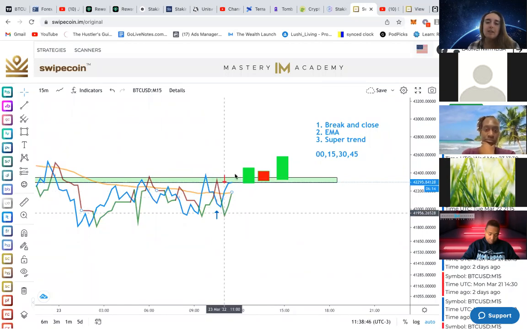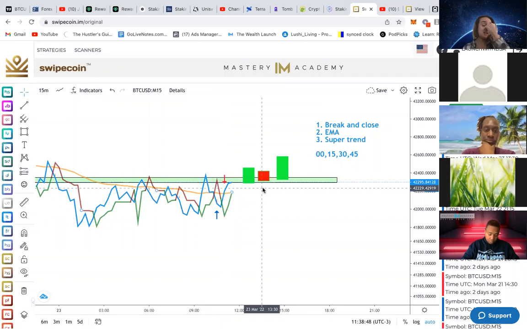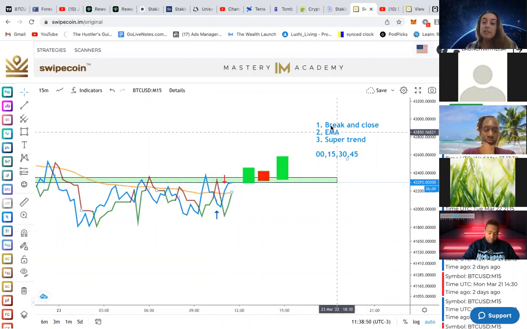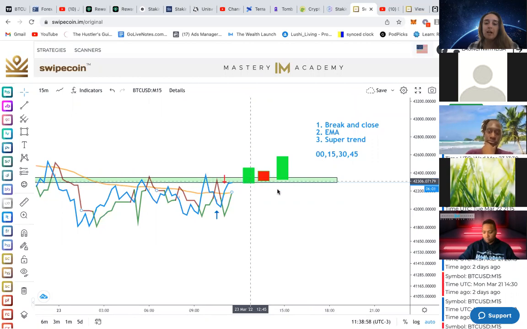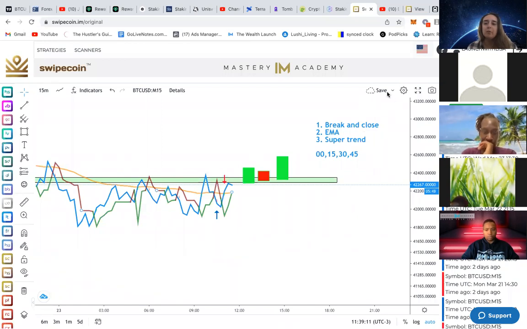So right here, tell me, out of these 3 confirmations for a buy, how many confirmations do we have right now? 1, 2, or 3? Put it in the chat. Let me know. Out of the 3 confirmations, how many do we have right now for a buy? 1, 2, or 3?